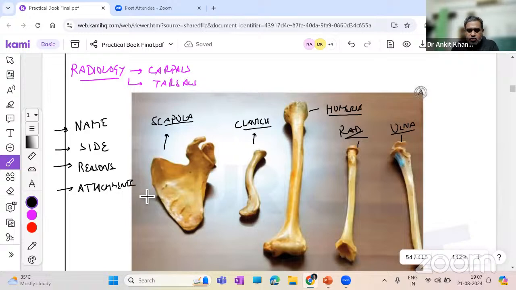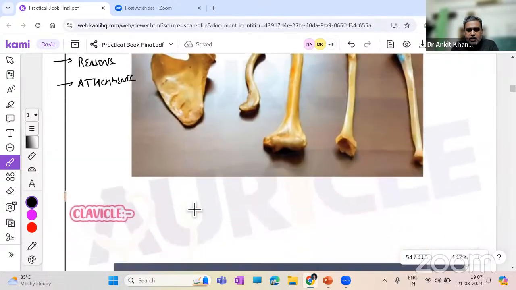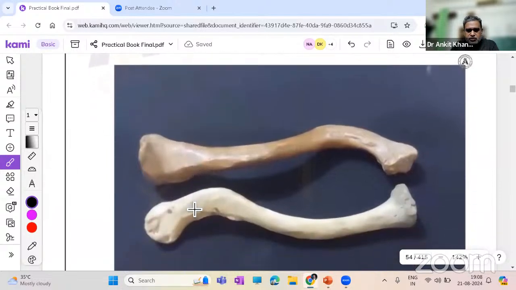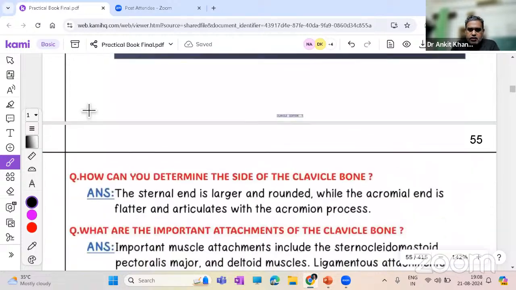Okay, let us see now one by one. We are not going to just see the slide, we'll go further. So here's the first one, and we can easily identify it is a clavicle. Then obviously the questions that I said: name the bone, then side and reasons. Now let us see the slide. These are the questions.